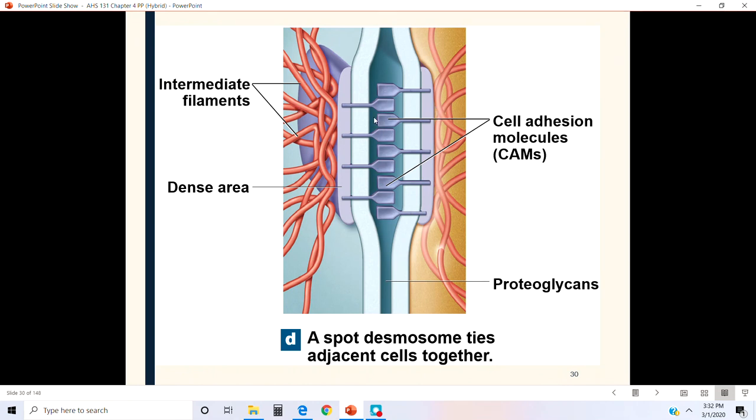And by tying this dense area to the keratin, which are strong fibers inside the cell, that helps to hold the two cell membranes together. So this would be an example of a spot desmosome.